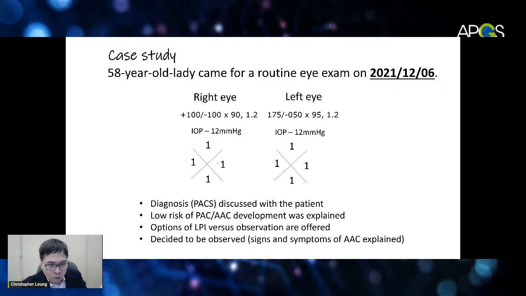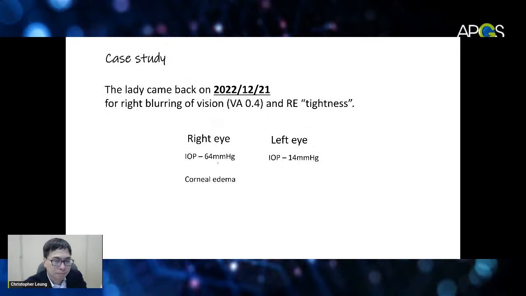So I offered the options of LPI versus observation, and the patient decided to be observed. So this is a mutual decision. We came to the conclusion that we were not going to do an LPI at that stage, but I carefully explained and warned the patient about the signs and symptoms of AAC so that she could seek emergency care as soon as possible once the symptoms developed.